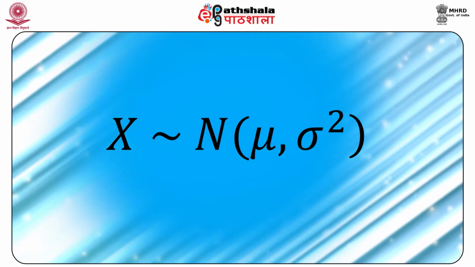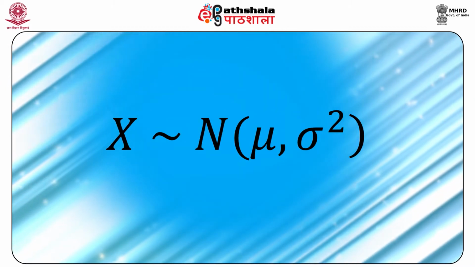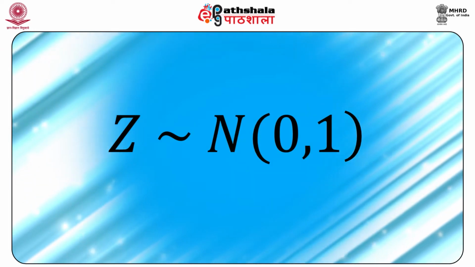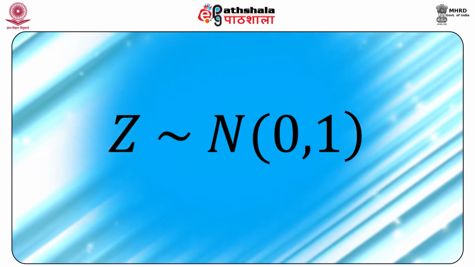Now we usually denote a normally distributed variable as x distributed as N with mean mu and variance sigma square. Now this symbol, as we said earlier, is the symbol of distributed as. And similarly, we can write down the distribution for a standardized normal variable z, which would be, in this case, z is distributed normally with mean 0 and variance 1, which is also known as unit variance.